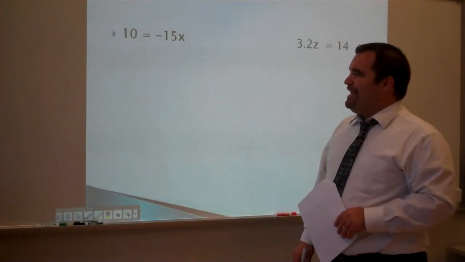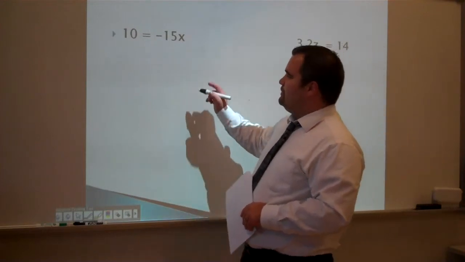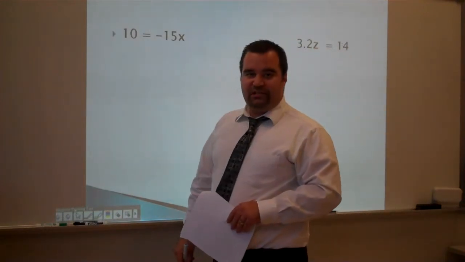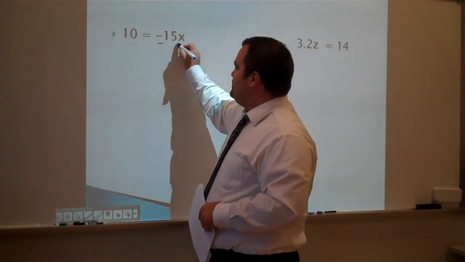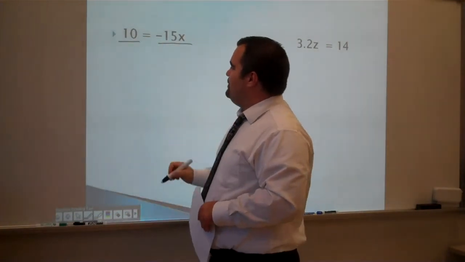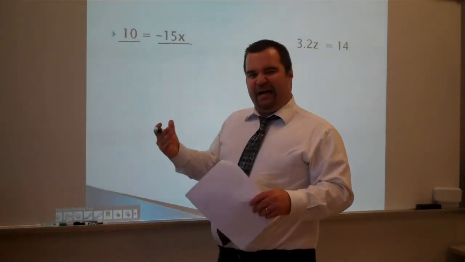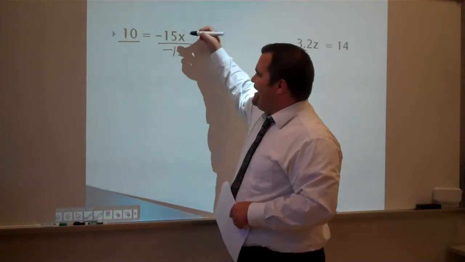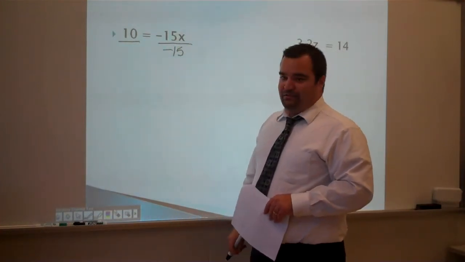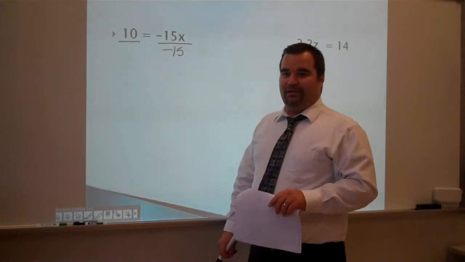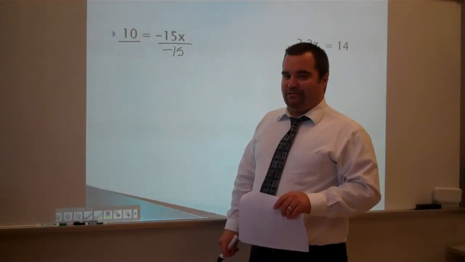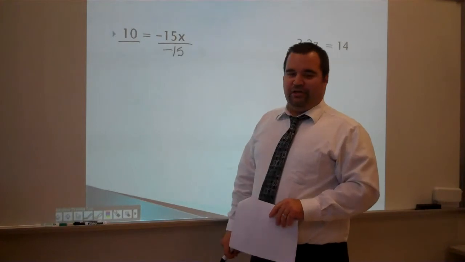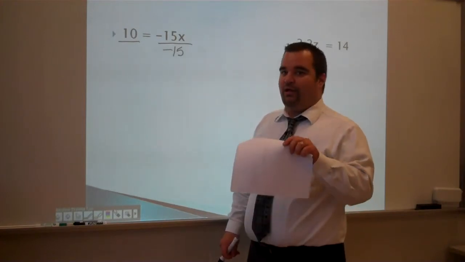10 equals negative 15x. Just like the 4x, I'm going to divide both sides by something. I want to get the variable by itself. I want to isolate the variable. So I'm going to divide both sides by negative 15. Negative 15 divided by negative 15 is 1. 500 divided by 500 is 1. Justin divided by Justin is 1.